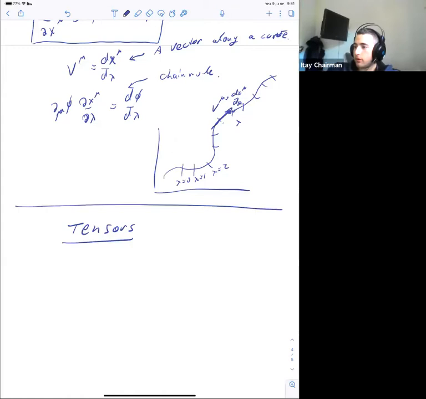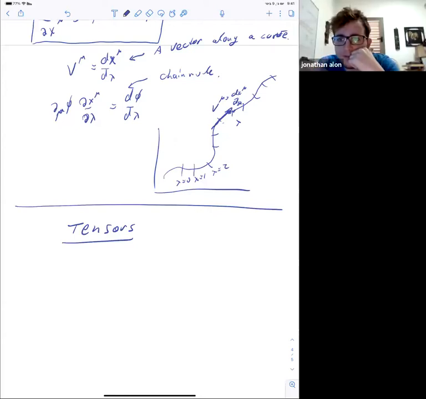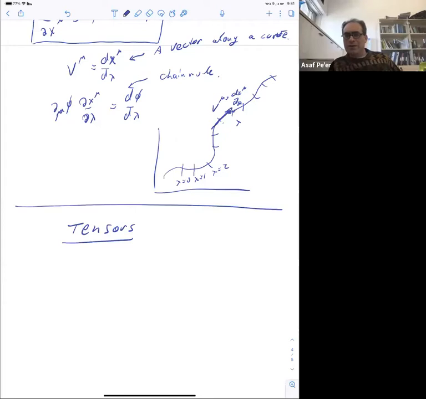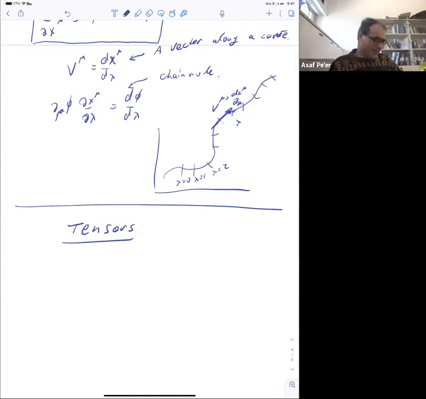A mapping from one vector field to another? Simpler than that. A mapping from one mapping to another mapping, maybe? No, that's going to be a mapping of a mapping. It's going to be really confusing. I already managed to confuse you. Simple: a mapping from more than one vector to R. Thank you. Excellent.